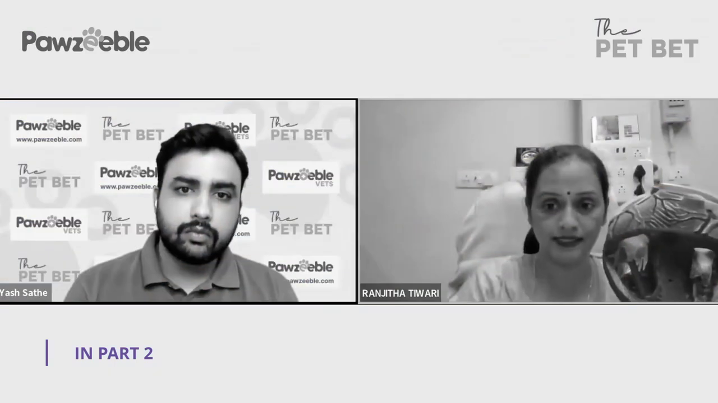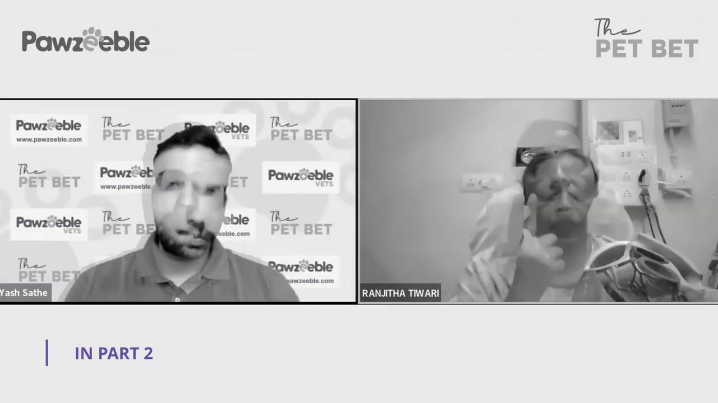What kind of heart diseases occur in animals? Diseases, one is the disease of the muscle of the heart, and the second important thing is the disease of the valves.